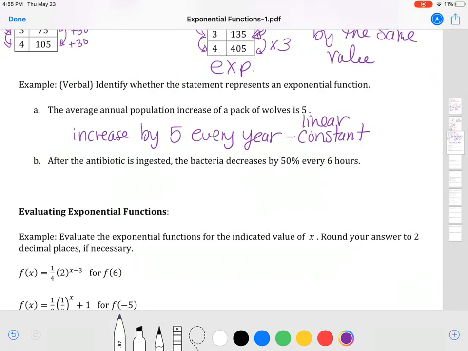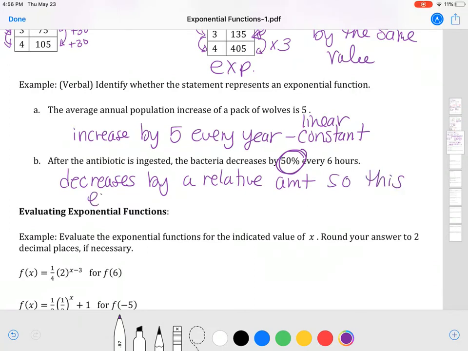Versus if you look at example B, it says after the antibiotic is ingested, the bacteria decreases by 50% every 6 hours. So this is changing by a relative amount. So it's going to depend on the past 6 hours how much it decreases by. You're going to take 50% off of that and then 50% off of that. It's not going to be the same amount every time. So this decreases by a relative amount. So this is exponential.